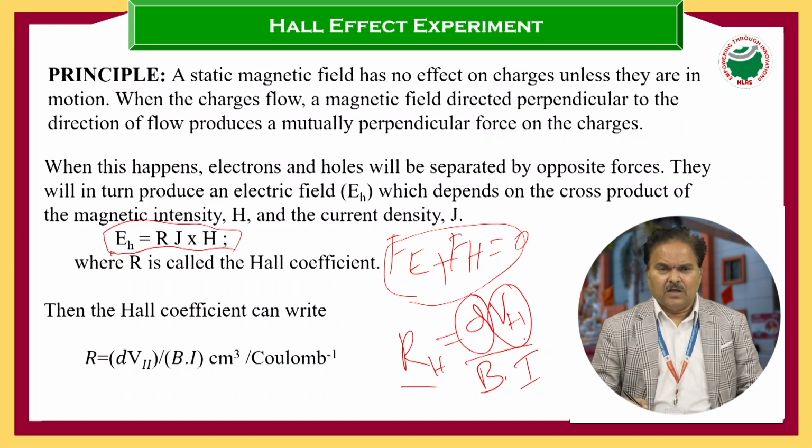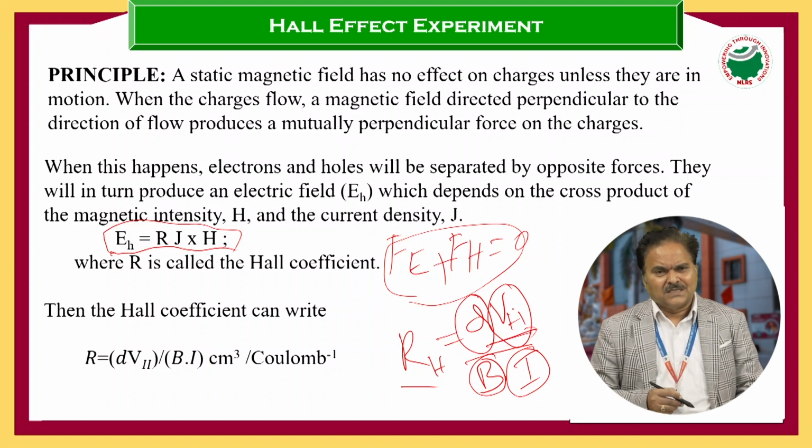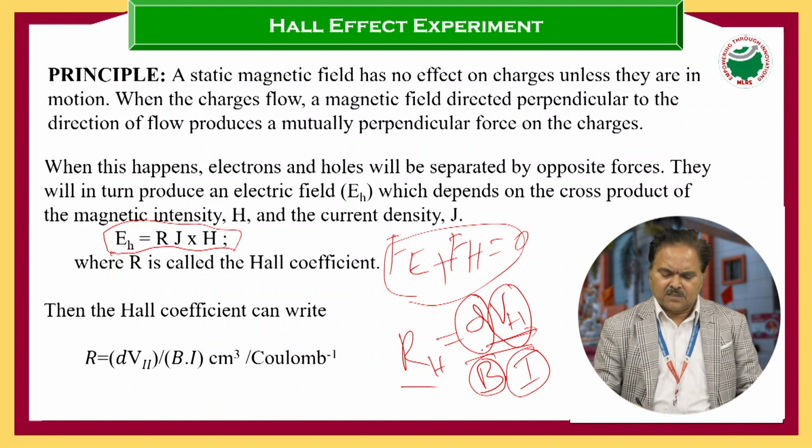So here what we are measuring: we are sending the magnetic field through the sample, as well as sending a constant current. Then the voltage is induced. So we are measuring the voltage while sending current as well as magnetic field. With these three parameters, I will show you how we can calculate this RH value.